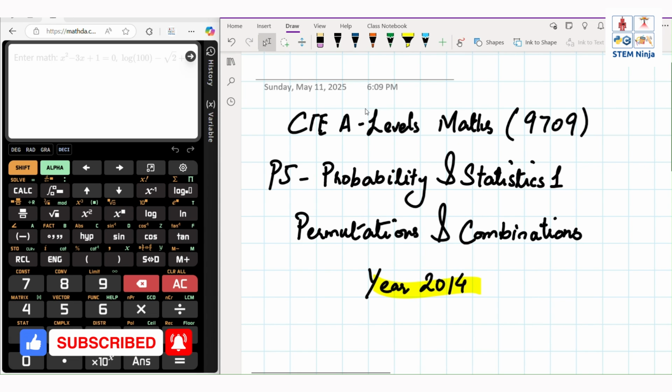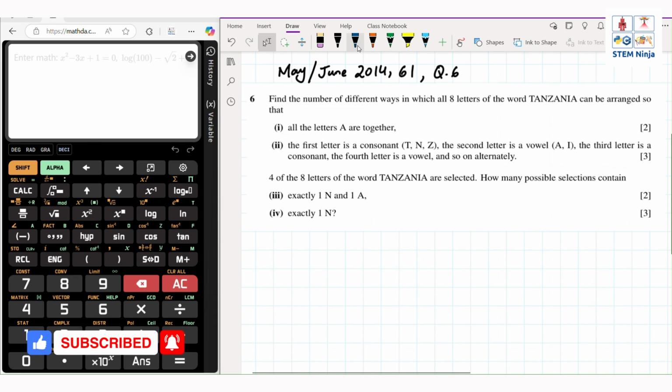All right, so let's see the first question. Find the number of different ways in which the 8 letters of the word Tanzania can be arranged so that all the letter A's are together. So over here we have Tanzania. We have one, two, three A's. So we need all the 8 letters of the word arranged in a way that the A's are together.